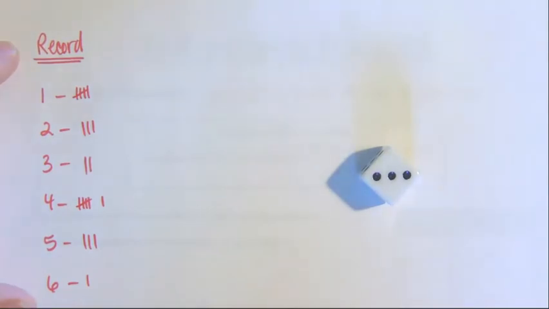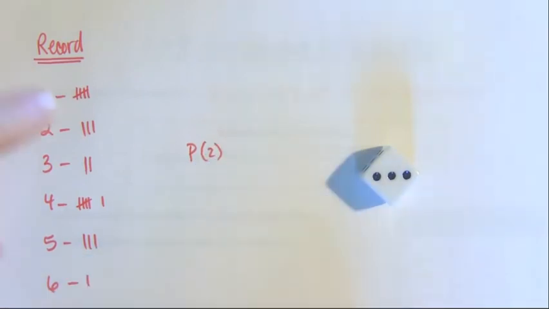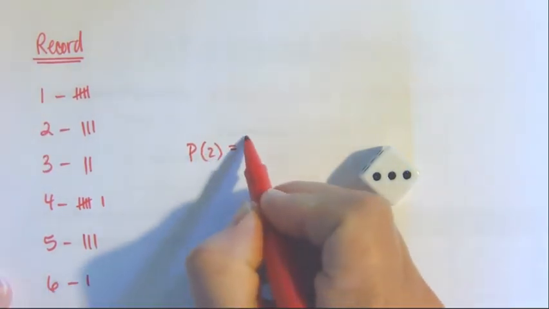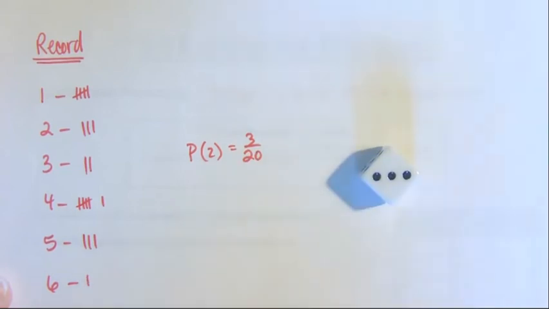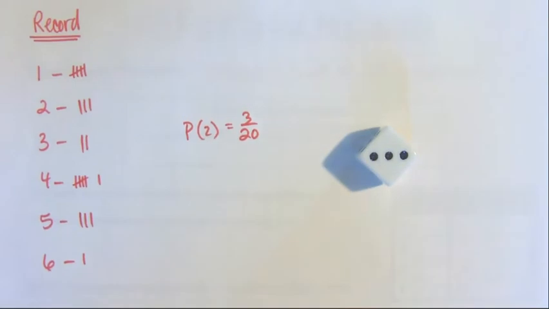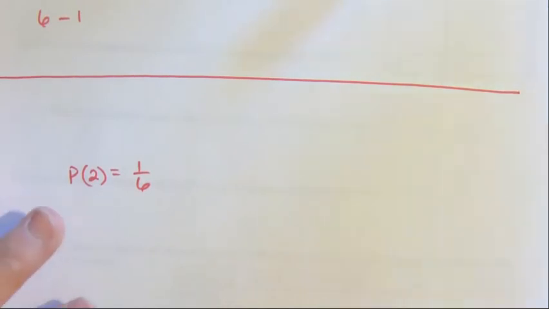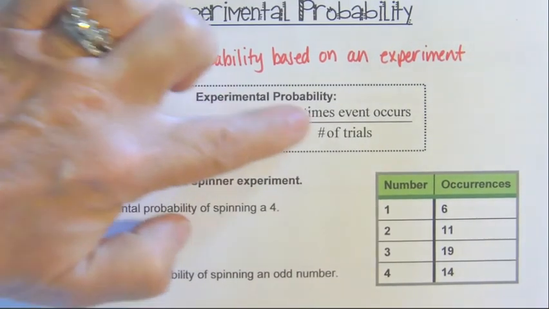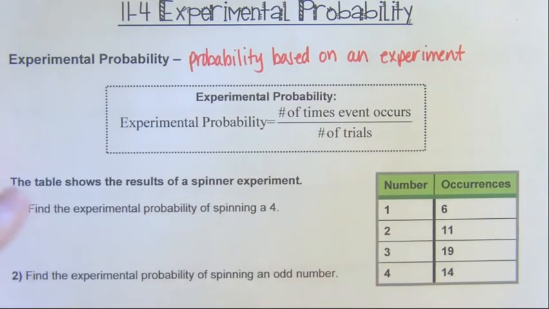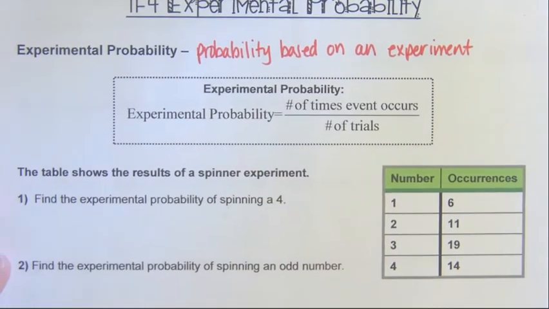So the experimental probability of picking a 2 would be I got a 2 3 times out of a total of 20, which is definitely not the same as 1 over 6. So experimental is where you actually take the results from an experiment. Theoretical is where you do what should happen. All right, let's continue on with these notes. So if you look here, I just said experimental probability is the number of times an event occurs over the total number of trials, which is what I just showed you with the die.